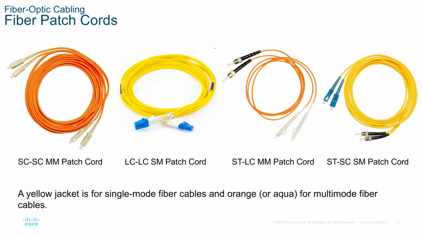Now, unlike Ethernet, where the outside color of the cable makes no difference, in fiber it does. Yellow is single mode. Orange is multi-mode. So we can see here the orange cables are all multi-mode, the yellow cables are all single mode. So a yellow jacket is for single mode fiber cables, and orange or aqua for multi-mode fiber cables. Ethernet cables, the outside color does not make any difference.